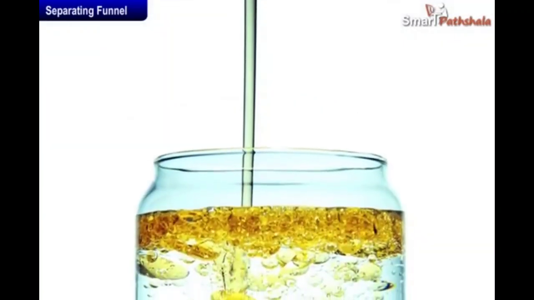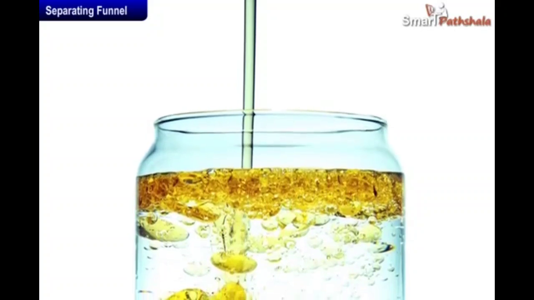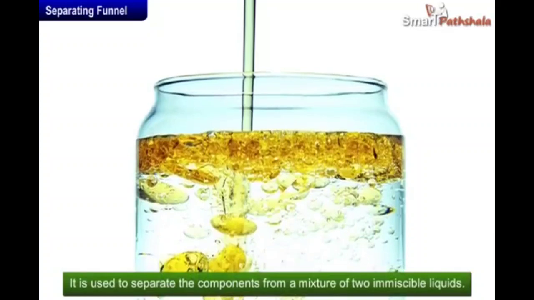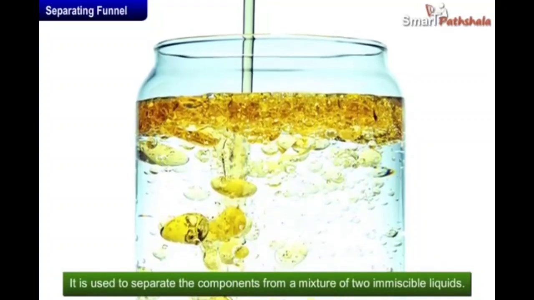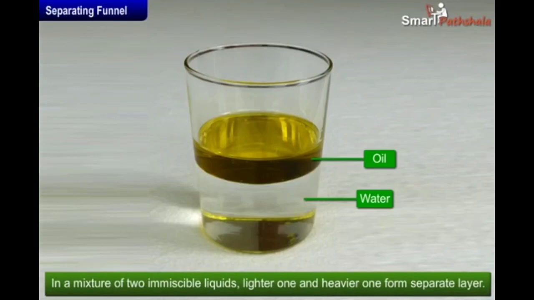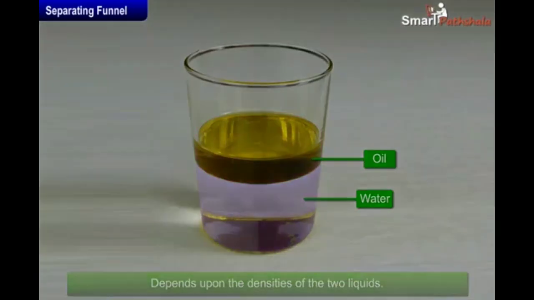Now, let's understand the principle behind the separation of two immiscible liquids. It is used to separate the components from a mixture of two immiscible liquids, such as a mixture of oil and water. In a mixture of two immiscible liquids, the lighter one and the heavier one form separate layers. This totally depends upon the densities of the two liquids.